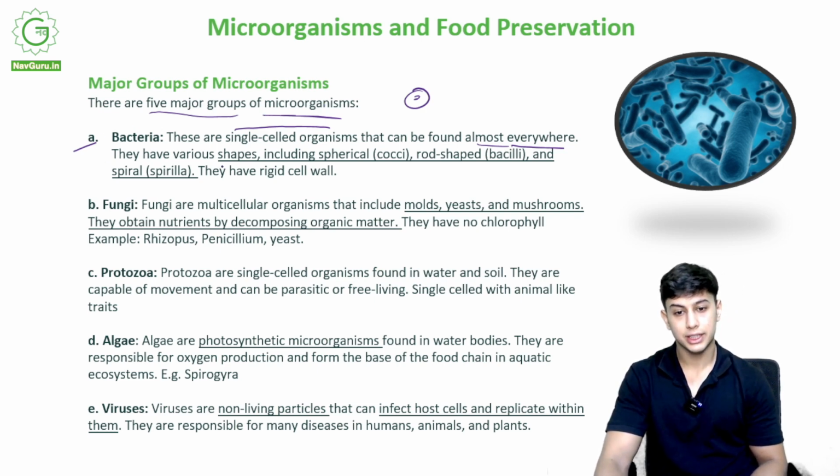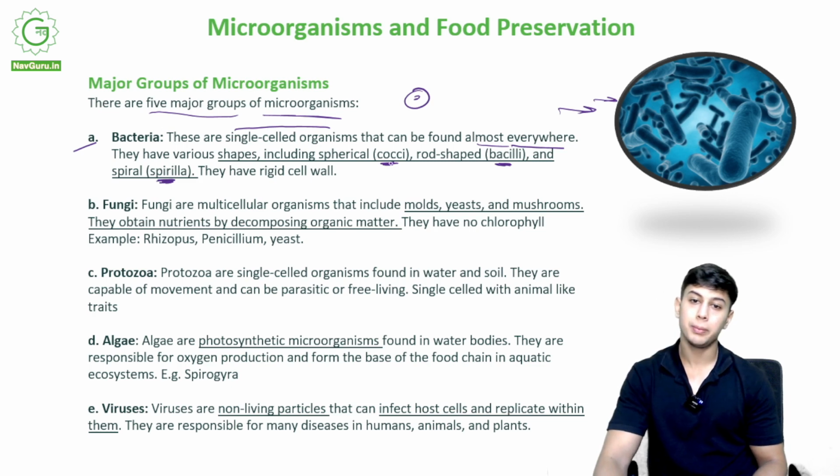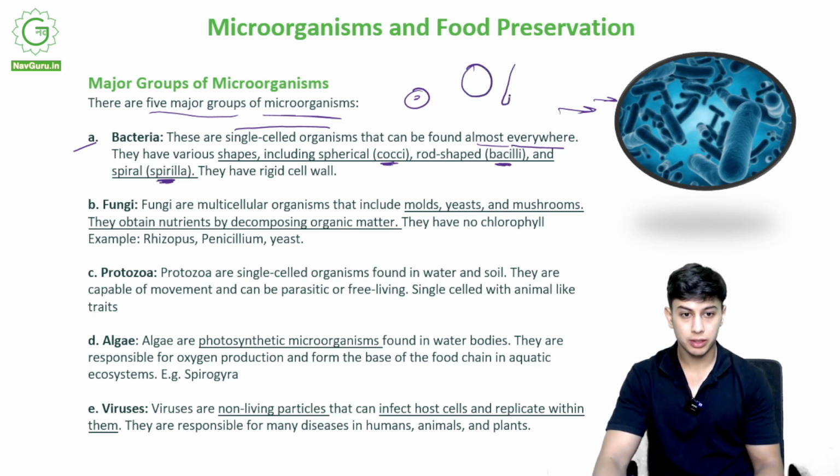They have various shapes, including spherical, rod shaped, that is called bacilli. This is cocci, and spiral, spirilla. So they come in spherical, circular, rod shaped, and spiral shapes.